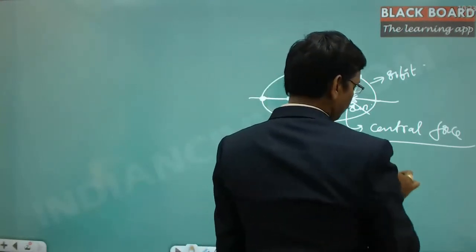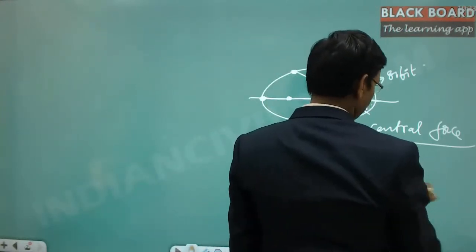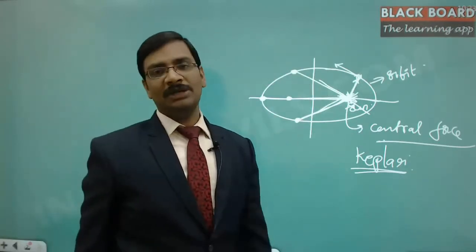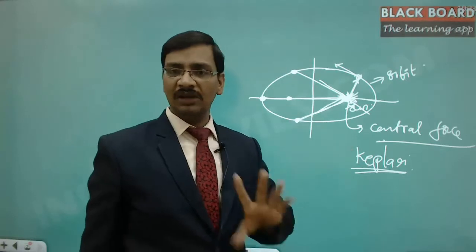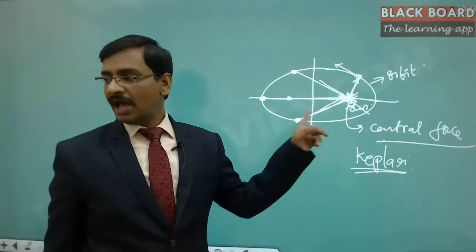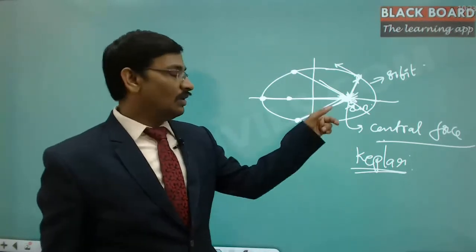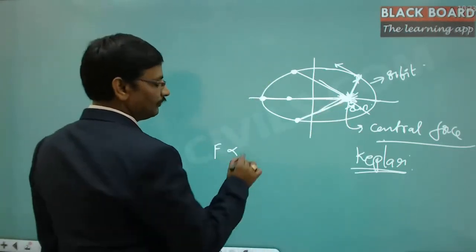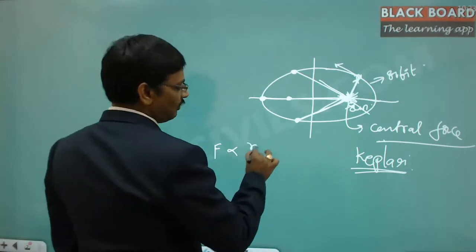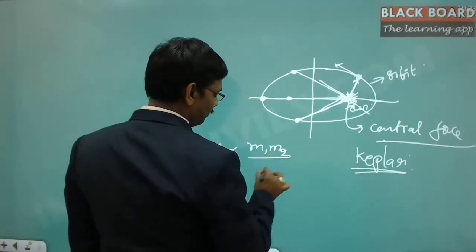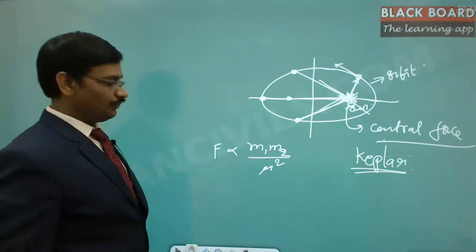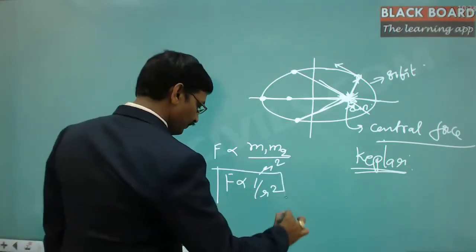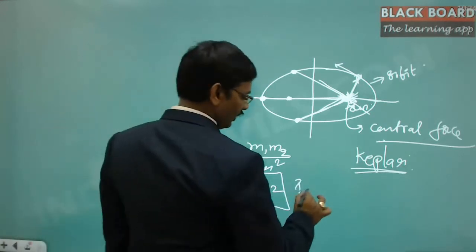Kepler has laid out the rules, and this can be proved mathematically. That the particle moves only in planar motion, we are going to prove as part of Kepler's laws. Now, as per Newton's law, F is directly proportional to mass 1 and mass 2 and inversely proportional to the square of the distance d between them. Then F can be treated as 1 by r square. This is what is called the inverse square law.